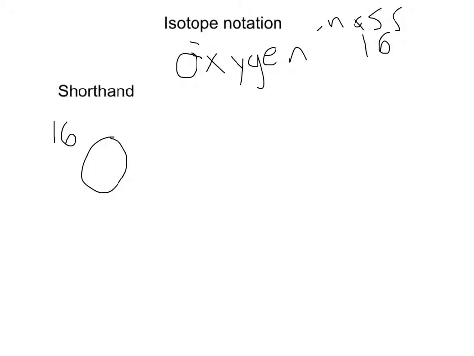Now the second type is longhand notation. With longhand notation, instead of writing the symbol, you write the name. So you would write oxygen, then you put a hyphen, and then you write the mass number, which is 16 of this particular isotope. So two different notations here. I personally prefer the longhand, but you need to be able to read and recognize both of them.